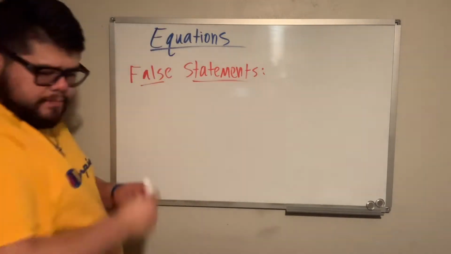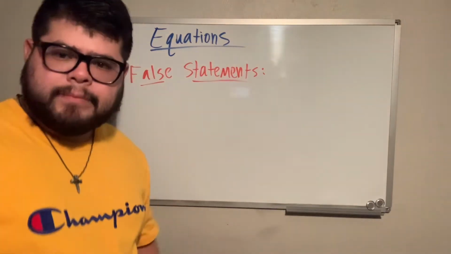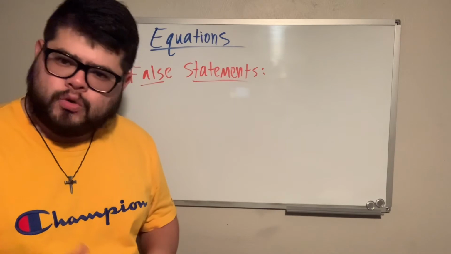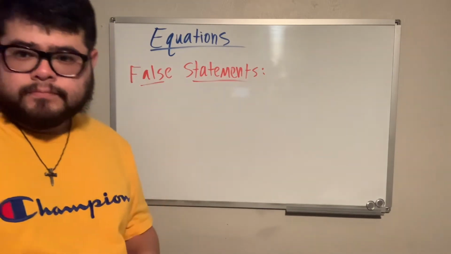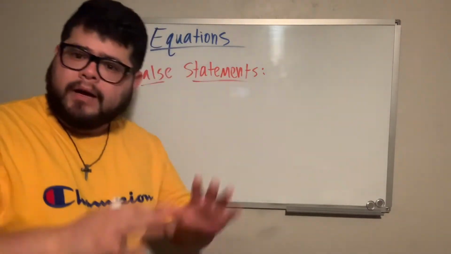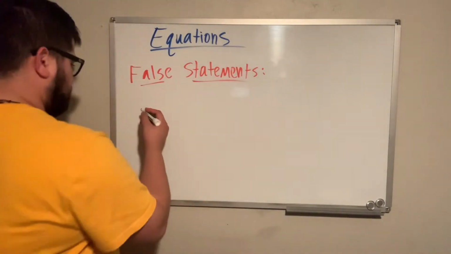All right, false statements. A real-world example of a false statement: Mr. T has blonde hair. True or false? No blonde hair. A little bit of gray, right? No, I'm just kidding. But again, you don't have blonde hair, right? It's a false statement.